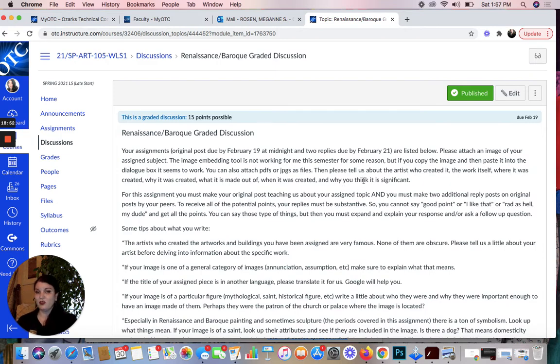Then after you've attached your image to your original post, you're going to tell us about the artist who created it. So we want to know about the artist. We want to know about the work itself. We want to know where it was created. We want to know why it was created. We want to know what it's made out of. We want to know when it was created. And we want to know why you think this piece is significant. Why am I having you look at this piece of art?